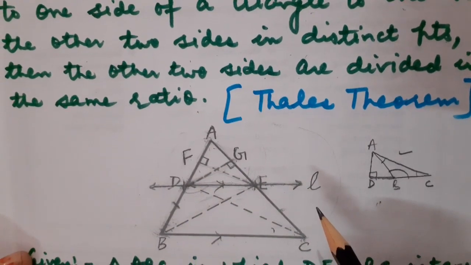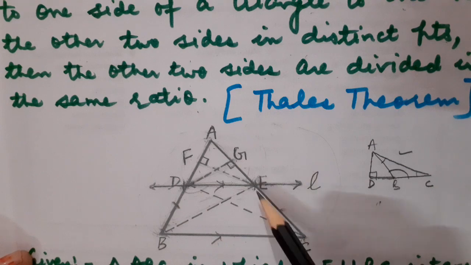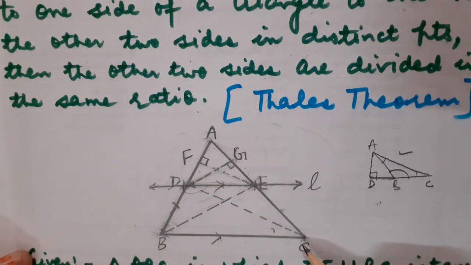So if I am going to apply the corollary for the DB part, what should I write? It should be DB divided by AB is equal to EC divided by AC. Correct, children? So these are basically three results using the basic proportionality theorem.